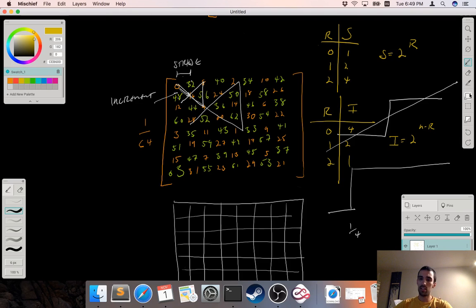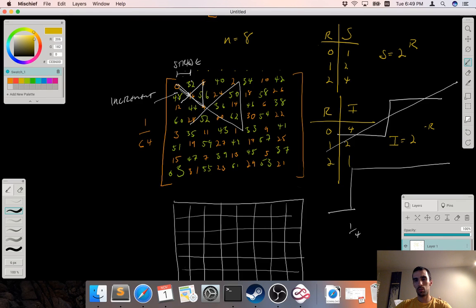Let's not use n as the maximum recursion level, because n should be the width of the matrix here, which is 8. So we should say log, come on. So n is 8 in this example: 1, 2, 3, 4, 5, 6, 7, 8.